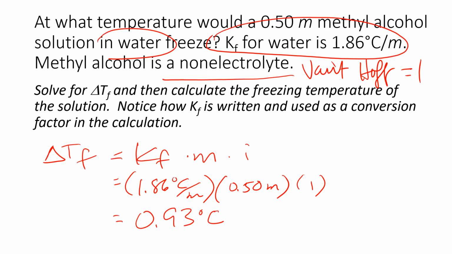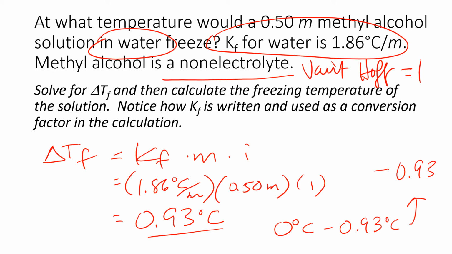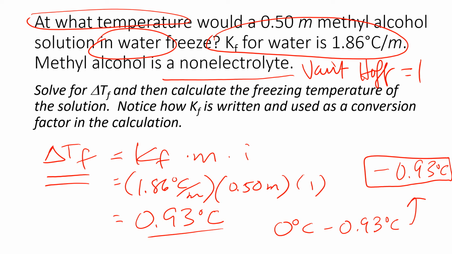So this is in water. The freezing point of water is 0 degrees Celsius. So you have to subtract your delta TF. Therefore, your new freezing point would be a negative 0.93 degrees Celsius. That is your temperature right here. You've calculated delta TF, which is the change in freezing point or the depression of the freezing point. So it depends on what I'm asking for. You got to pay attention to that.